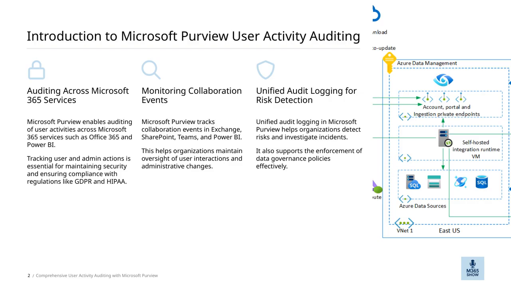Microsoft Purview monitors collaboration events across various services like Exchange, SharePoint, Teams, and Power BI. This means we can see who is doing what, when, and where, whether it's a user sharing a document or an admin making a configuration change. Such oversight helps us stay on top of user interactions and administrative activities, ensuring everything aligns with our security standards.